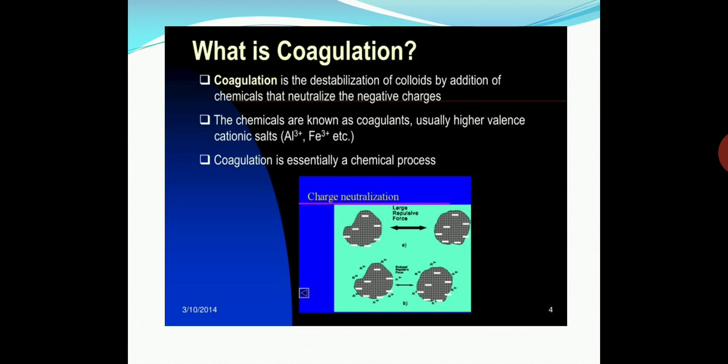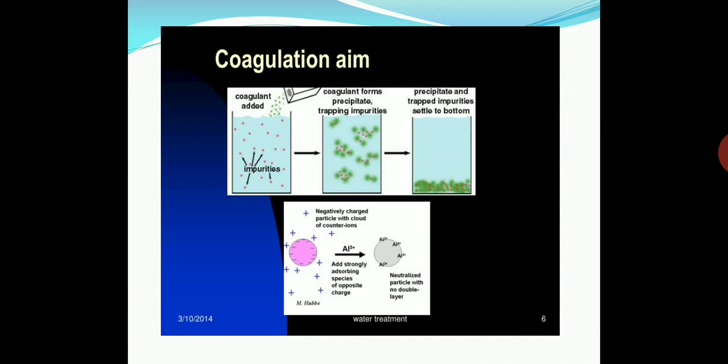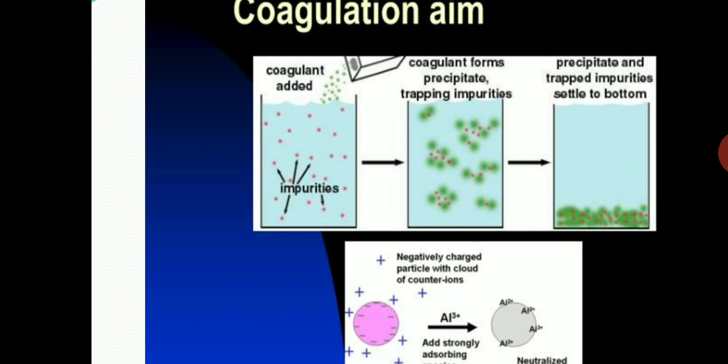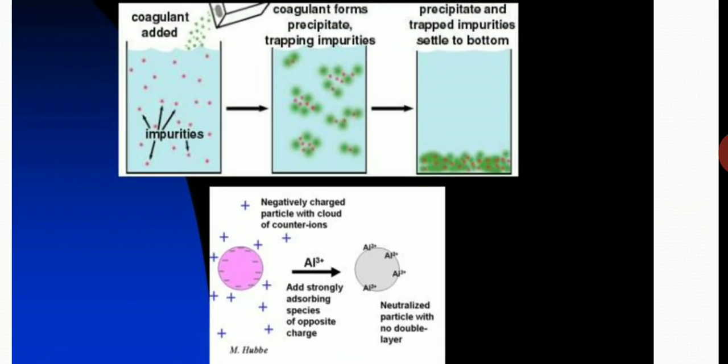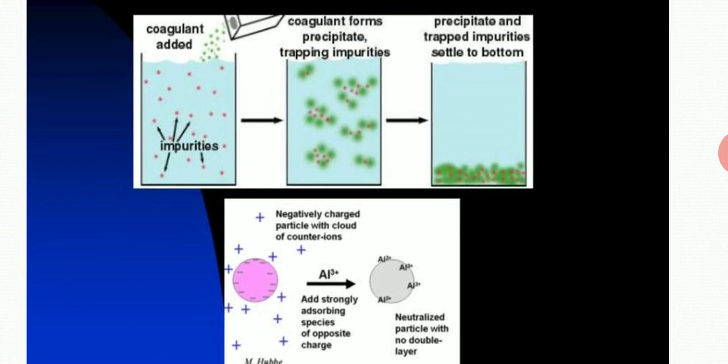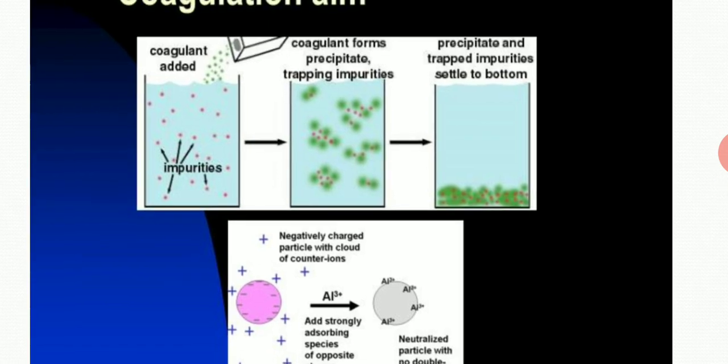This stern layer will have positively charged ions as well as negatively charged ions, which make the impurities change their shape and size and settle down. The chemicals which we use over here are known as coagulants. So, the main aim of coagulation, you all can see here, the coagulant is being added to the impure water. The red spots you are seeing are impurities present in water. To that we are adding coagulants.